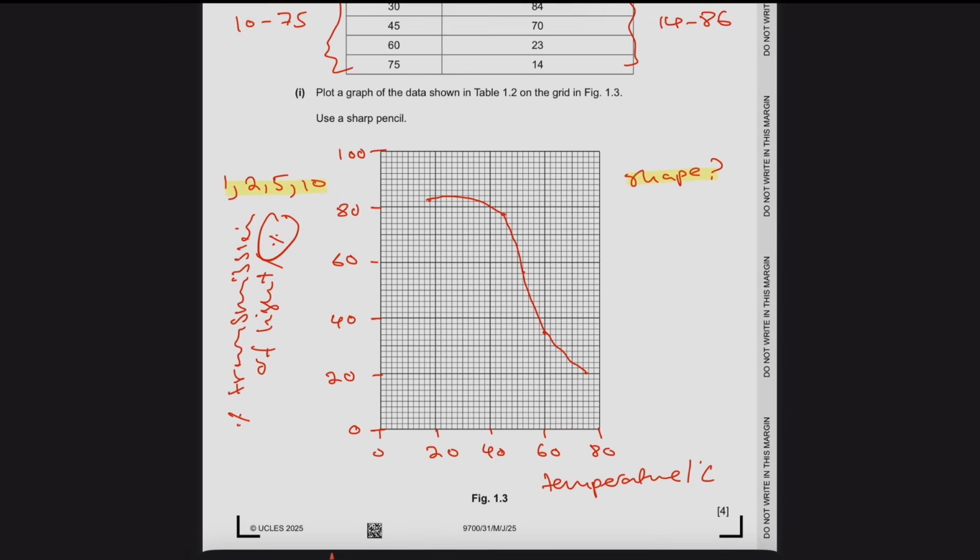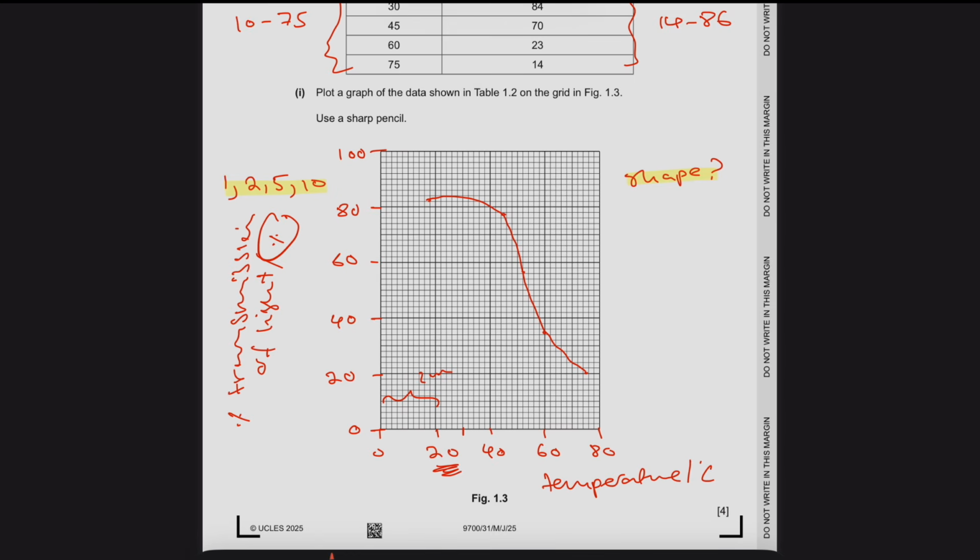Then the second mark is for using a suitable scale. In other words, you can't have a labeled axis at more than 2 centimeters. So I think this would be 2 centimeters. So you can't start here, for example. That's what I think they're trying to say here.